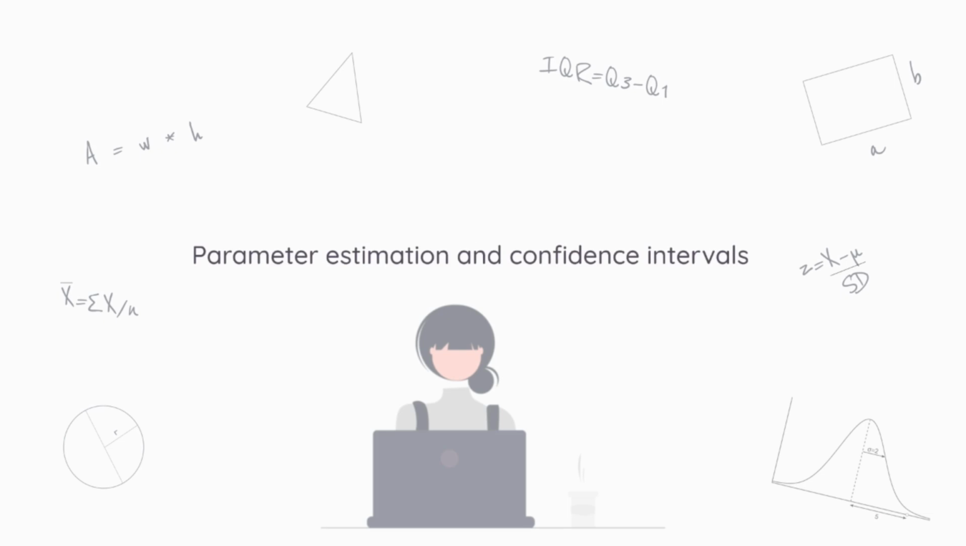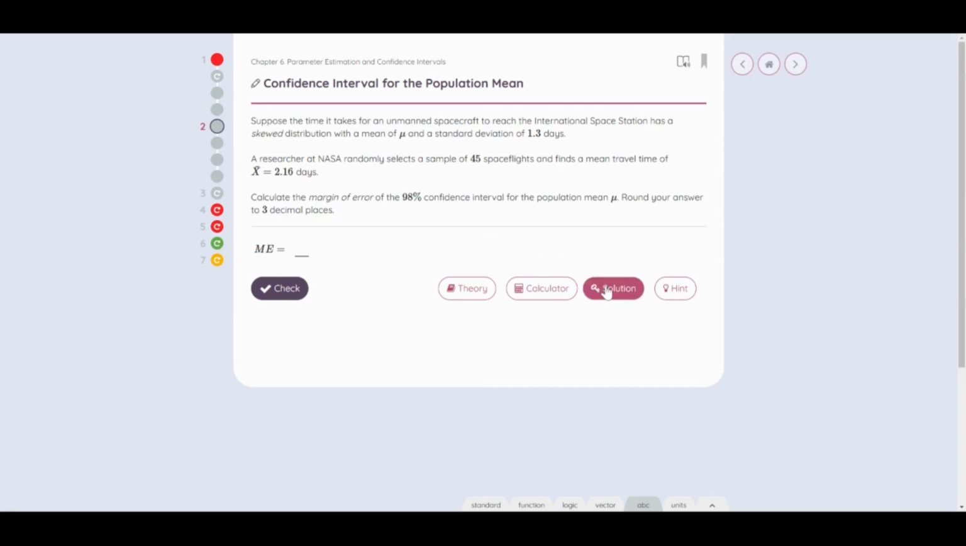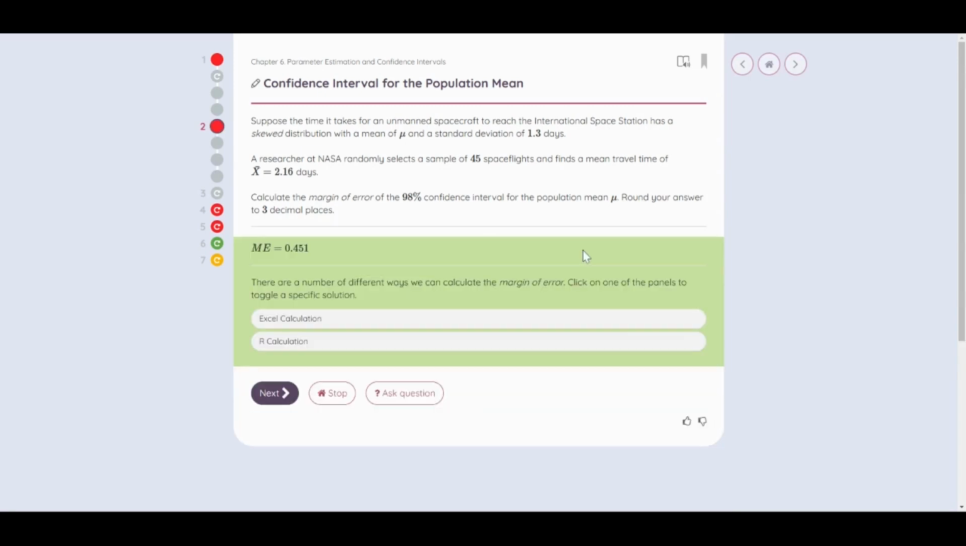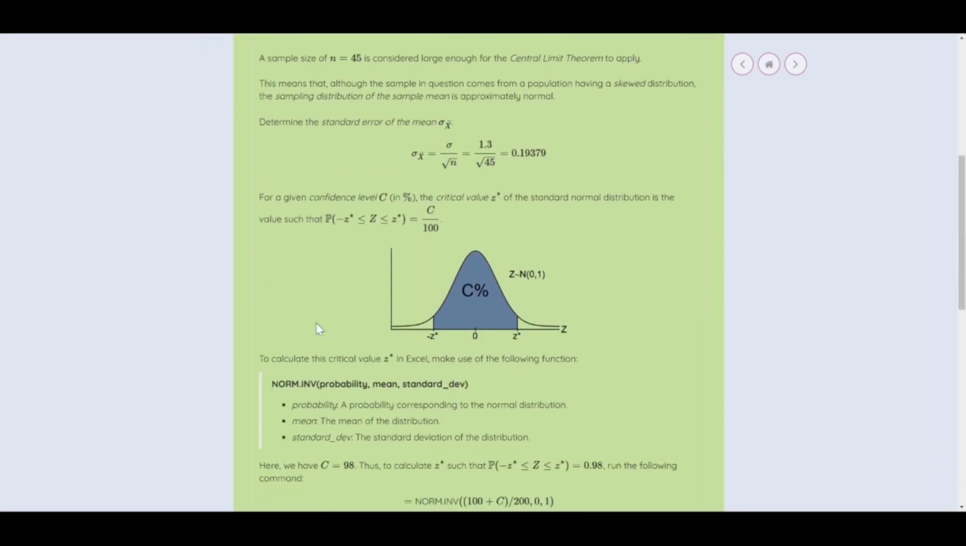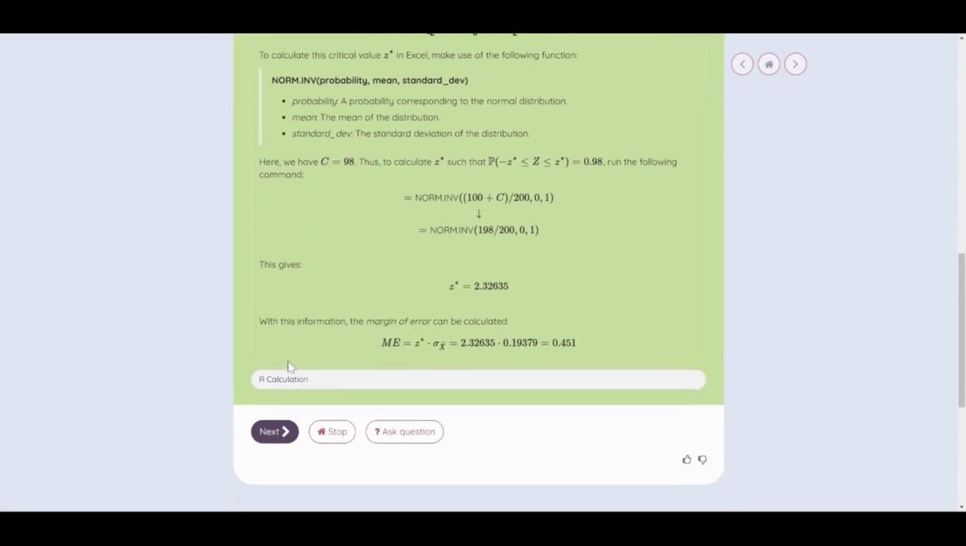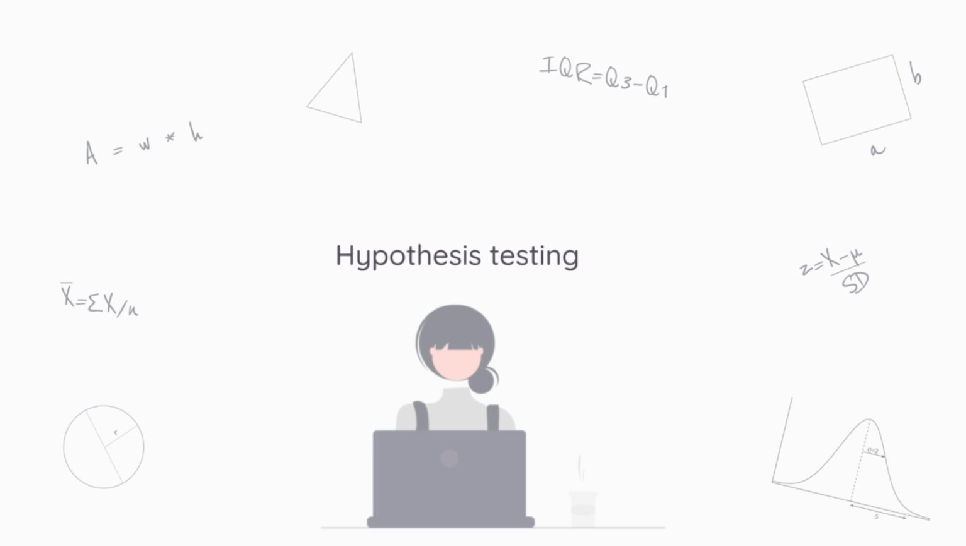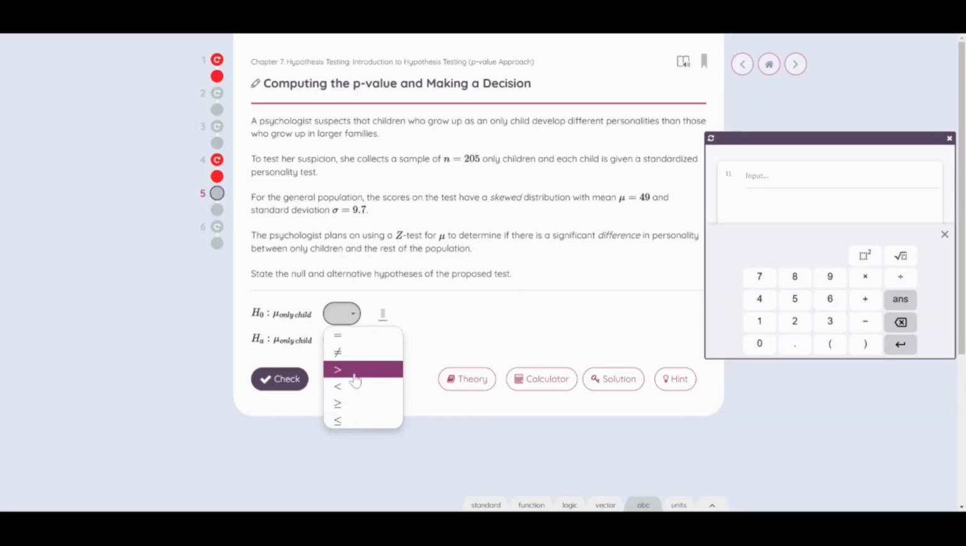Parameter estimation and confidence intervals focus on confidence intervals for population means and population proportions. In this example, students can practice solving the exercise using Excel or R. Hypothesis testing introduces an approach using the p-value. Students can practice with null and alternative hypotheses.